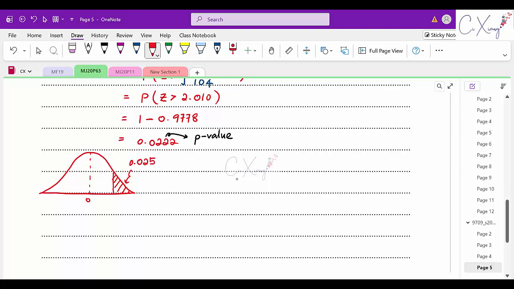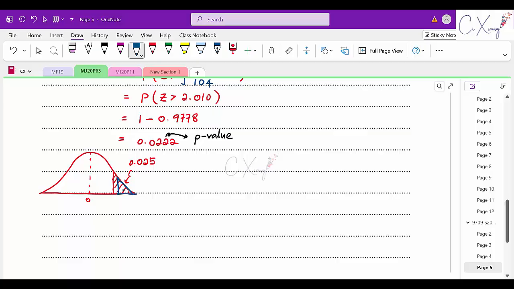Okay? And I want to put this p-value, which is also the area, inside my diagram here. The shaded area is 0.025. Where should I put the area of 0.0222? So 0.0222 is a smaller area compared with 0.025, right? That means if I want to draw it using the blue color, this blue color is the area of 0.0222, because compared with 0.025, it should be smaller. The blue color should be smaller, right?